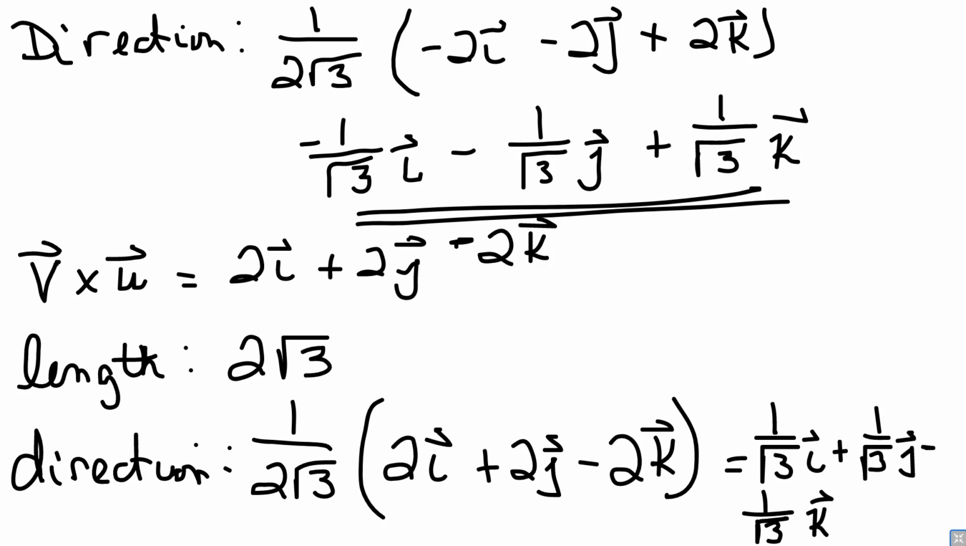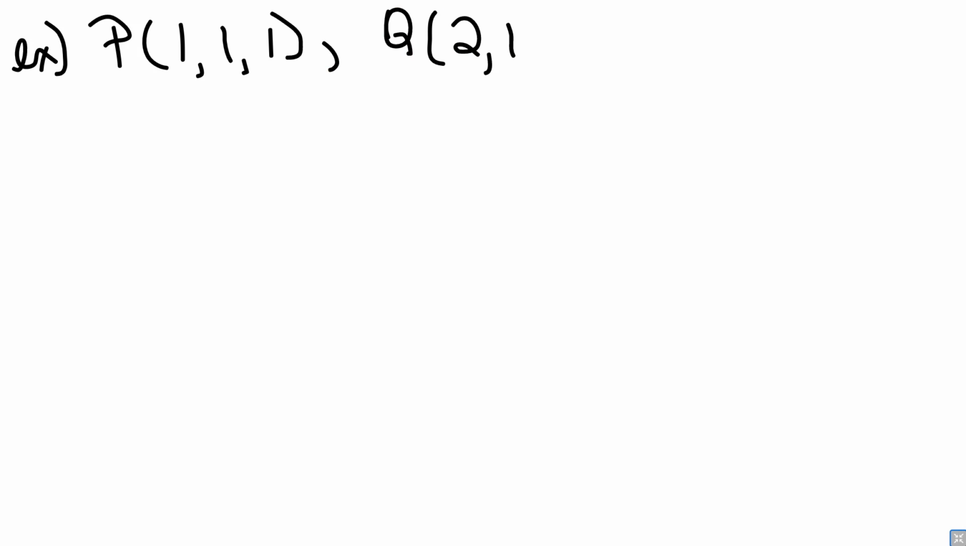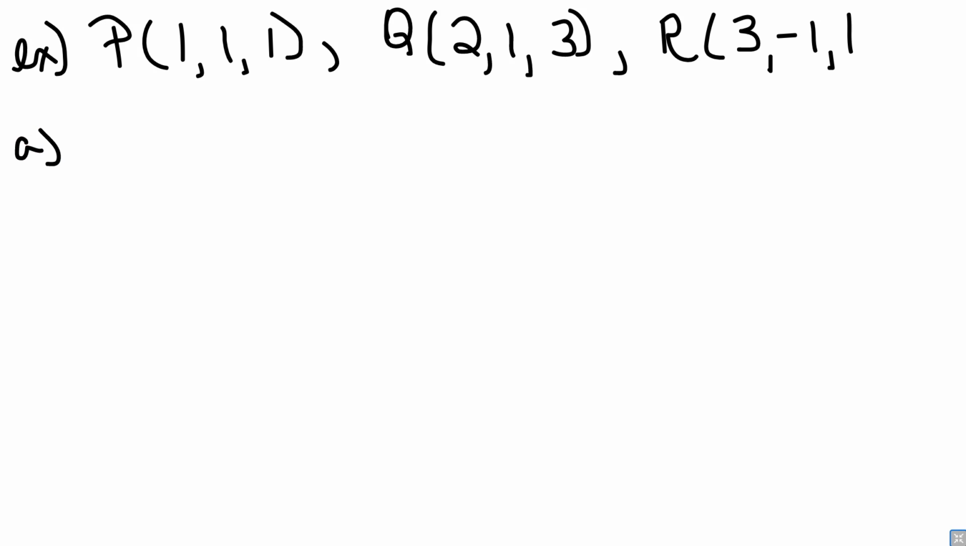Okay, so what we're going to do next is to move to the next example, right? So in the next example, we're told that point P is defined as 1, 1, 1. Point Q is defined as 2, 1, 3. And point R is defined as 3, negative 1, 1. Okay.